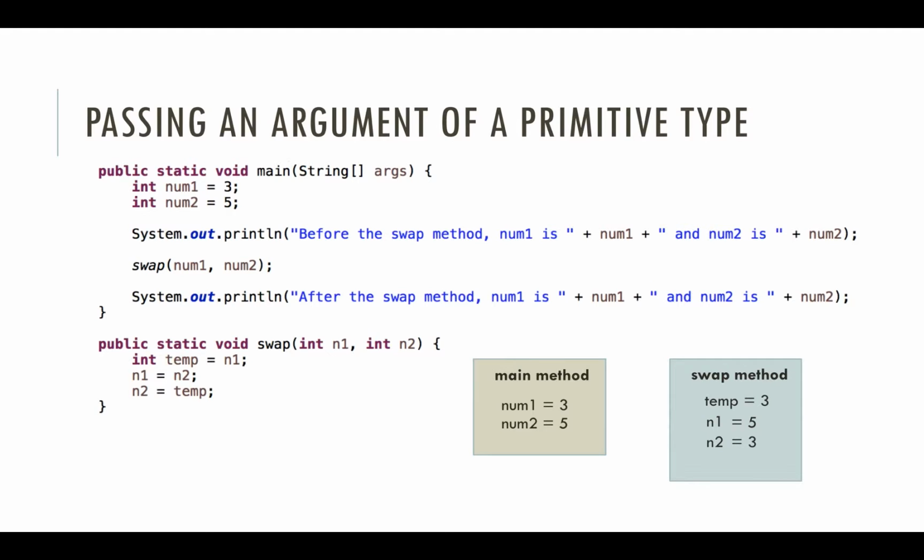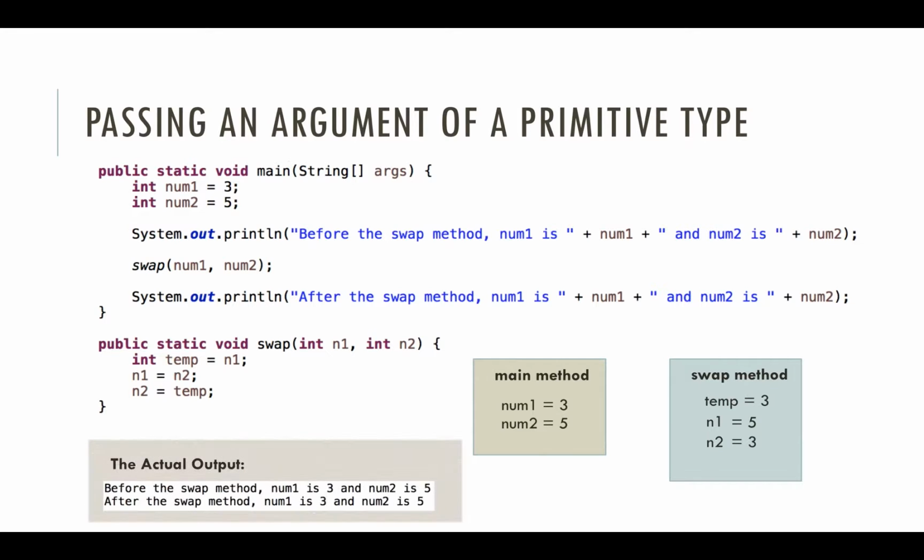When this method ends and we go back to the main method to print out the value of num1 and num2, we're going to find out that num1 and num2 are still printing out the same value. So this example shows us that when passing primitive data type variables to a method, the changes we make inside the method do not reflect outside in the main method.